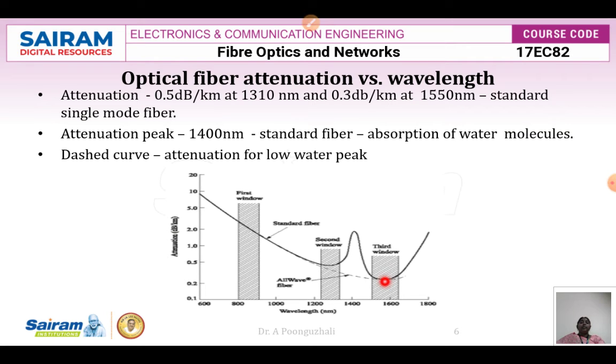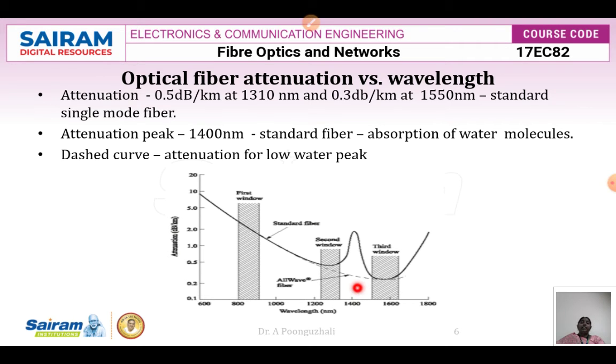So this is going to be used for a standard single mode fiber. Only one ray is going to be propagated, so one light is going to be propagated, and this is going to be the attenuation. You can see the attenuation is less in this case.